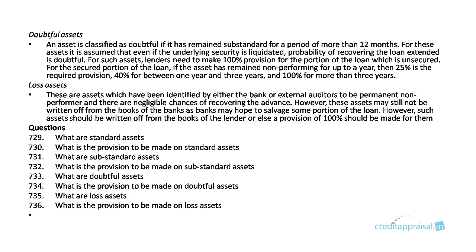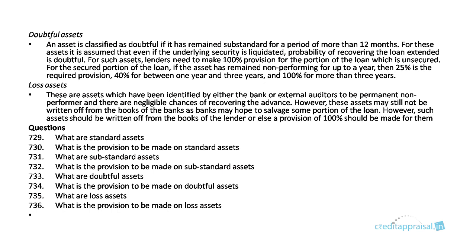In case of loss assets, these are assets which are identified by auditors or even by the bank internally as having a negligible chance of recovery. So here, what the provision should be like is that they should either be written off from the books of the lender, or a provision of 100% should be made. Usually they'll be written off because there is really no scope of recovering the loan. So the best option is to write off from the books of account, or 100% provisioning should be made.